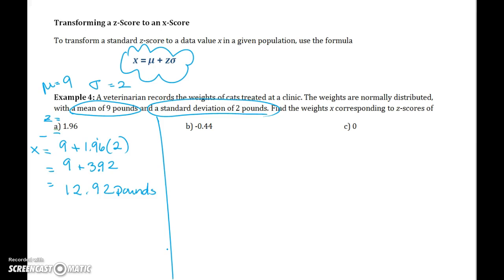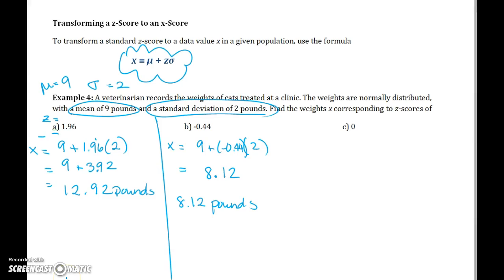Okay, try the next one, part B, on your own if you'd like to. You can press pause, give it a shot, and then we'll reconvene. Okay, so plugging in your mean, your standard deviation, and your z-score, you get 8.12. So that particular cat weighed 8.12 pounds.